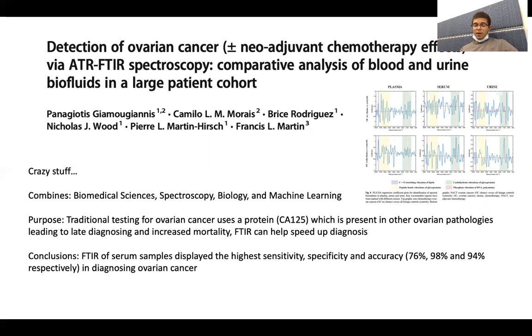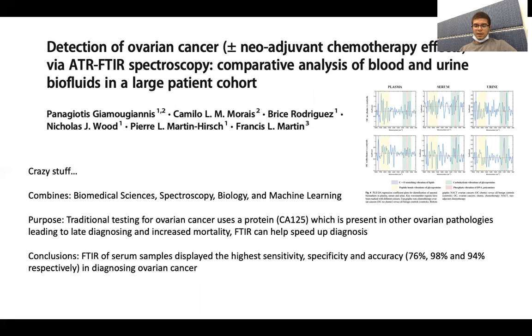And it's very interesting. At the top right here is IR spectra, and they show the different frequencies of different functional groups of lipids, proteins, those sorts of things that are characterizing of somebody that could have ovarian cancer. That's from the data that they collected in the study, and they had very good success. Serum blood samples had the highest sensitivity, specificity and accuracy compared to urine and other blood fluid levels.